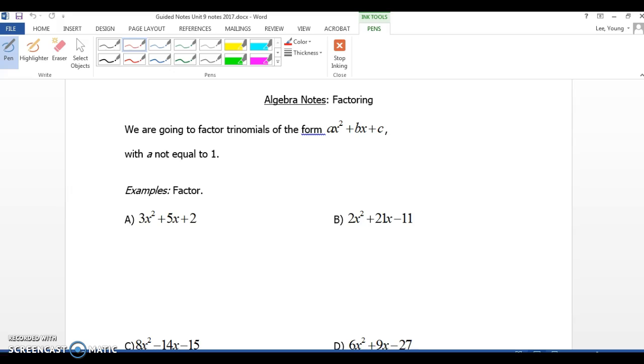Okay, if you take a look at example A, 3x squared plus 5x plus 2. The first thing that we check for is greatest common factor. Do we have any greatest common factor? 3, 5, and 2? No. Now number 2, it says we need to check for grouping. Can we do grouping when we have 3 terms? No. So if you look at the next step, it says we need to look at the trinomial. And this is a trinomial, so we're going to use x.